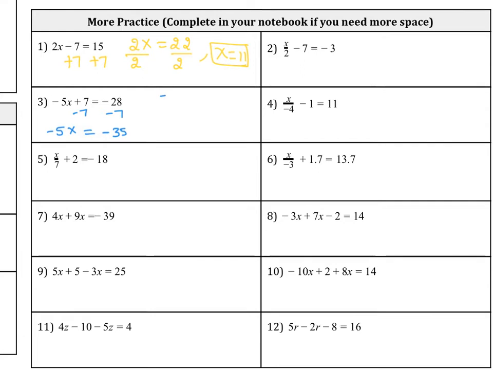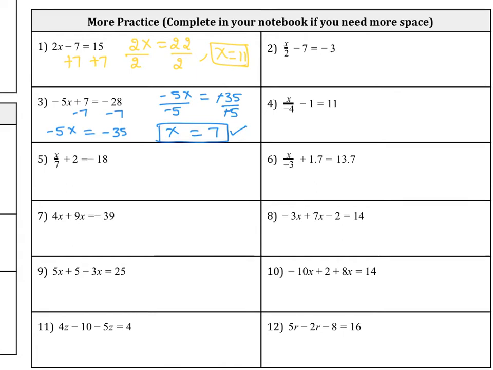Now, to remove negative 5, you're going to do the inverse operation of multiplication, which is division. So you're going to divide the negative 5 on both sides. X will be equal to, this negative and this negative will cancel. 35 divided by 5 is 7, and that's your answer.